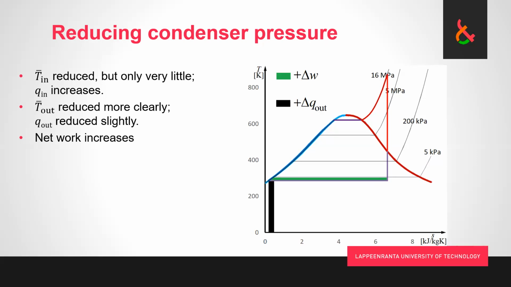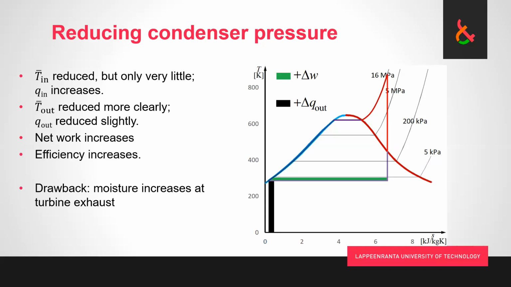So basically our mean temperature of heat addition goes down just a tiny bit, and our mean temperature of heat removal goes down clearly more. So net effect is beneficial. And the drawback is that because we are again going deeper into this wet steam area, it means that we're going to have more moisture at the exhaust.